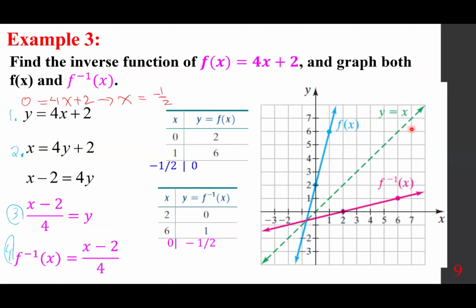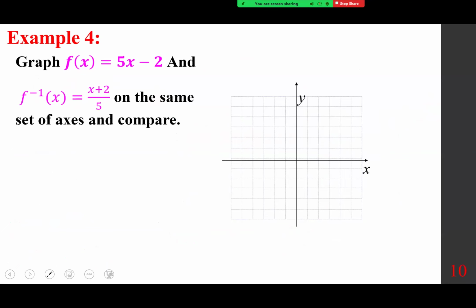So we graph this function. We found its inverse. We use the same set of axes, and we notice it's symmetric with respect to y equals x. By the way, I hope you can see that this works. You can plug in, you see that (2 minus 2) over 4, for example, is here.